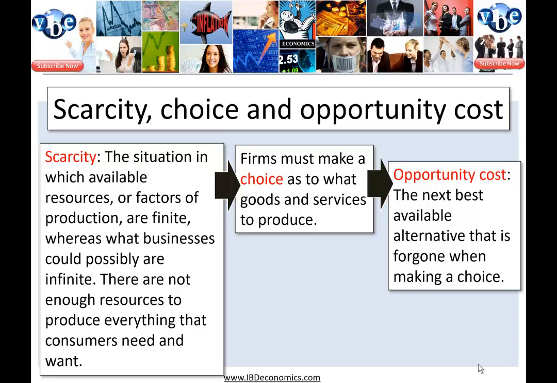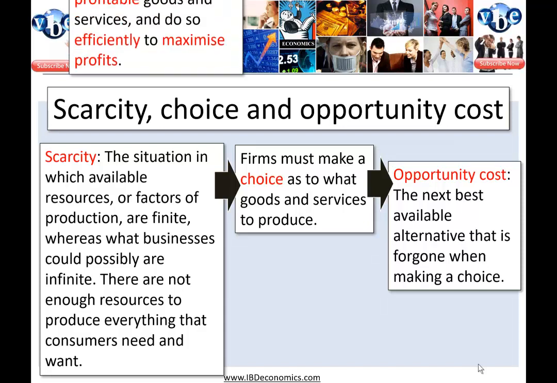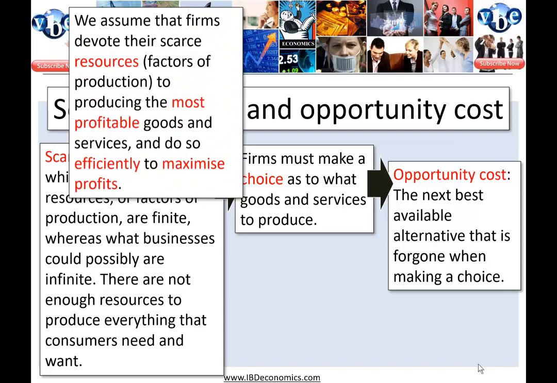A farmer could grow apples or oranges. If the farmer produces apples, then the opportunity cost is the income or the revenue or the profit that is lost on the oranges she didn't produce. So opportunity cost, a very important concept in economics. The next best available alternative that's foregone when making a choice. Now, we assume that firms devote their scarce resources, these are called factors of production, to producing the most profitable goods and services. And when they do that efficiently, they will maximize their profits.